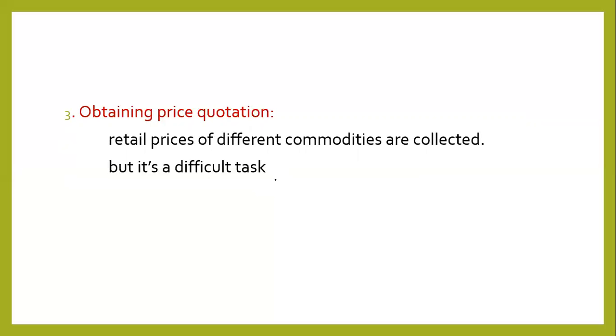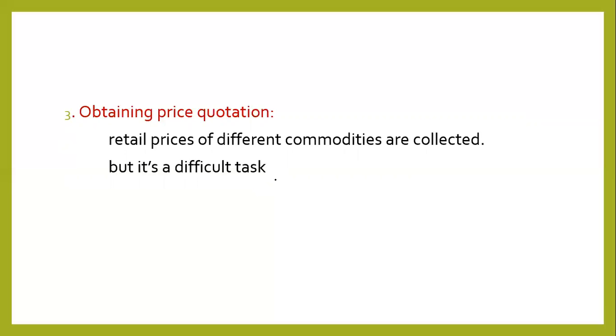For example, when we say rice, what is the retail price in one shop in that area? Similarly, you have to collect the different prices from various areas. Once you collect them, you have to find the average for that particular commodity. And that average price will be used for the construction of the index number, that is the consumer price index number.